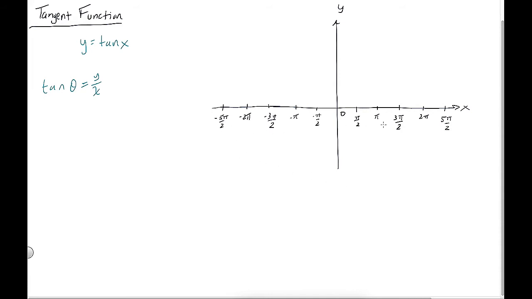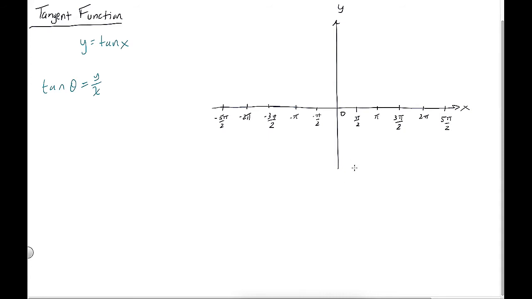So let's look at how I scaled the x-axis. I went by pi over 2's, and at every even pi over 2, I rounded to a whole pi. So 1 pi over 2, 2 pi over 2, 3 pi over 2, 4 pi over 2, 5 pi over 2, and I did the same on the negative side of the x-axis.